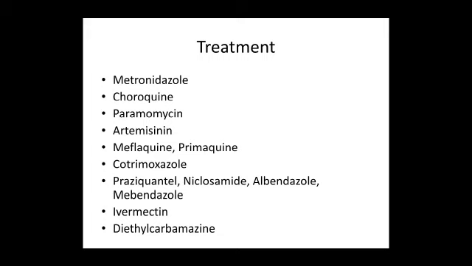Treatment, these are some of the antiparasitic drugs which are used: metronidazole, chloroquine, paromomycin, cotrimoxazole, praziquantel, niclosamide, albendazole. All these, praziquantel, albendazole, mebendazole, are most often used for your helminthic infections. Ivermectin, diethylcarbamazine, all these are some of the common antiparasitic drugs which are used for treating the parasitic infections.